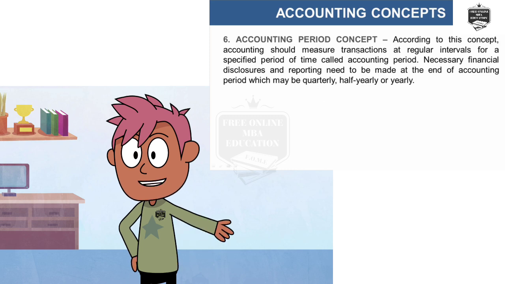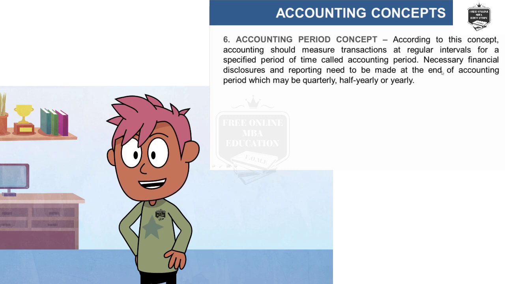Now let's talk about accounting period concept. According to this concept, accounting should measure transactions at regular intervals for a specified period of time called accounting period. So accounting period is generally necessary to evaluate the financial performance, the transactions recording, and to check out whether the recordings are as per the business transactions or not. So specified accounting period is necessary in any business, and necessary financial disclosures and reporting need to be made at the end of each accounting period.